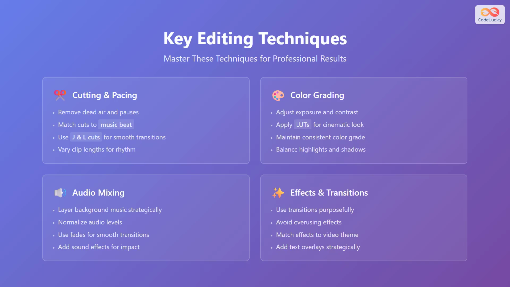Master these fundamental editing techniques. For cutting and pacing, remove dead air and long pauses, match cuts to the music beat, use J and L cuts for smooth audio transitions, and vary clip lengths to create rhythm. For color grading, adjust exposure and contrast, apply LUTs for a cinematic look, maintain consistent color across clips, and balance highlights and shadows. For audio mixing, layer background music strategically, normalize audio levels, use fades for smooth transitions, and add sound effects for impact. For effects and transitions, use them purposefully rather than excessively, match effects to your video theme, and add text overlays strategically for clarity.